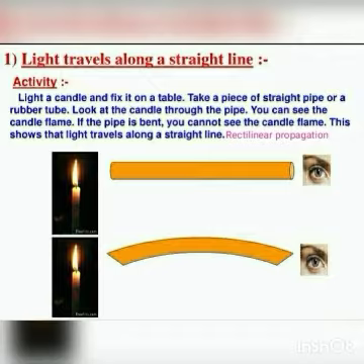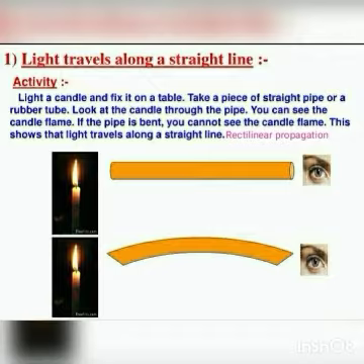For example, light always travels only in a straight line. Light a candle and fix it on a table. Take a piece of straight pipe or a rubber pipe. Look at the candle through the pipe. You can see the candle flame. If the pipe is bent, you can't see the candle flame. This shows that light travels along a straight line.